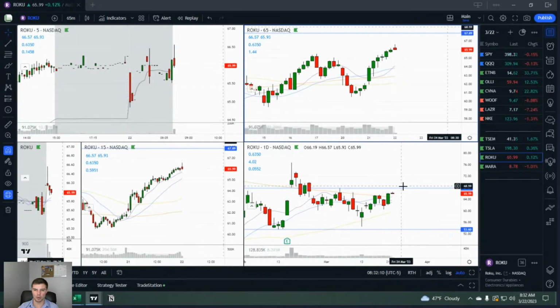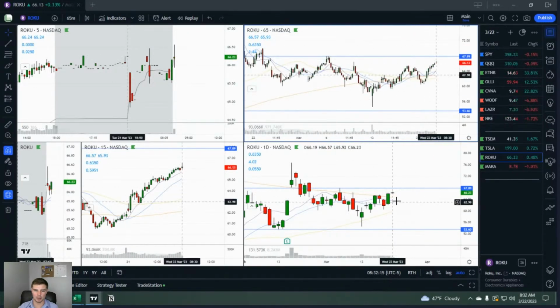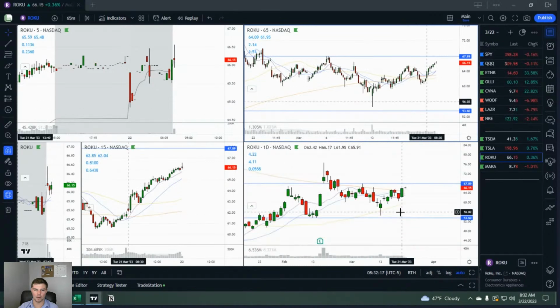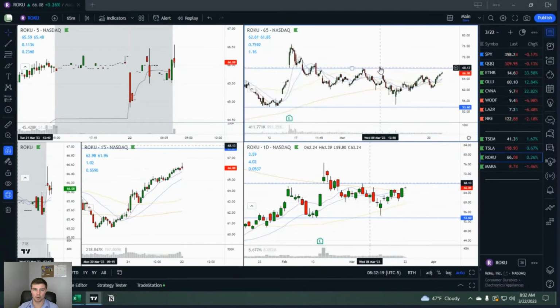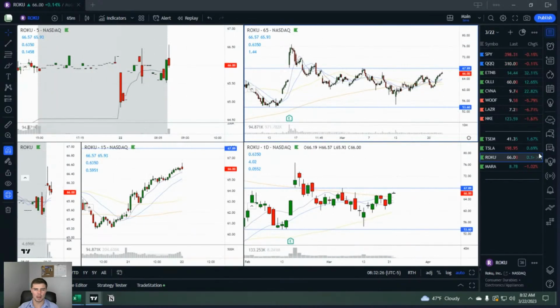Roku, I really like this one over the $68 area. Gets over this spot, it's clearing all this pivot right here, all these moving averages, all that junk. Should have room to about, I don't know, $70 if we get over that area. So keep an eye on the Roku over high of the day at this point.